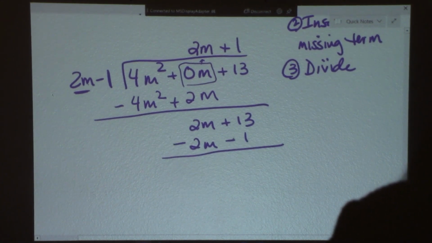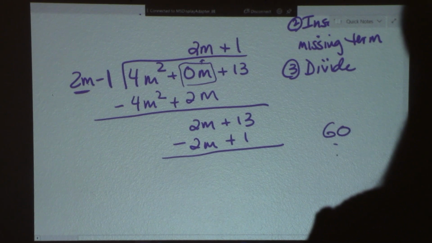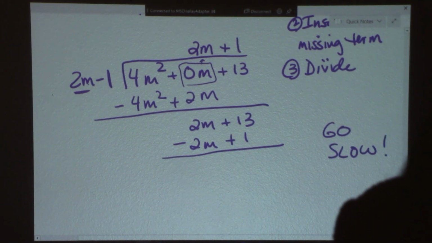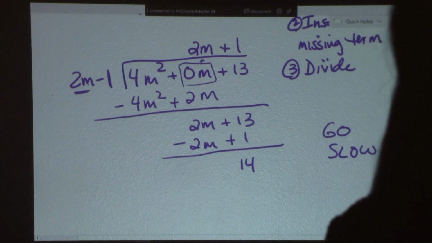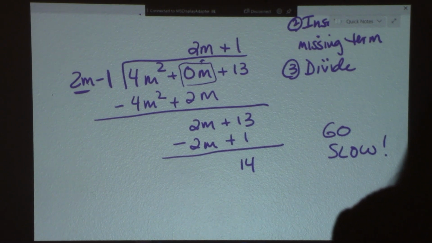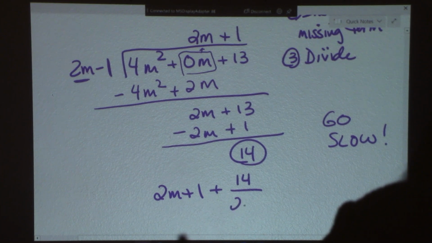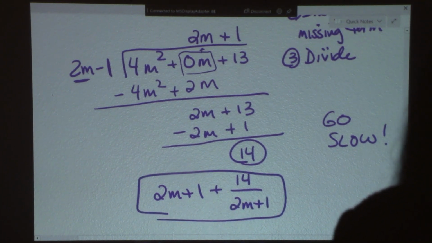Don't forget, change your signs, okay? Be very careful with that. Don't do these problems quickly. A negative or a positive in the wrong place can really mess you up. Details are very important with this, okay? You don't want to be sorry because you added instead of subtracting, and that just took the division problem in a different direction. So now I've got 2m plus 1 for an answer plus my remainder, which is 14 over 2m plus 1. So that's my answer.